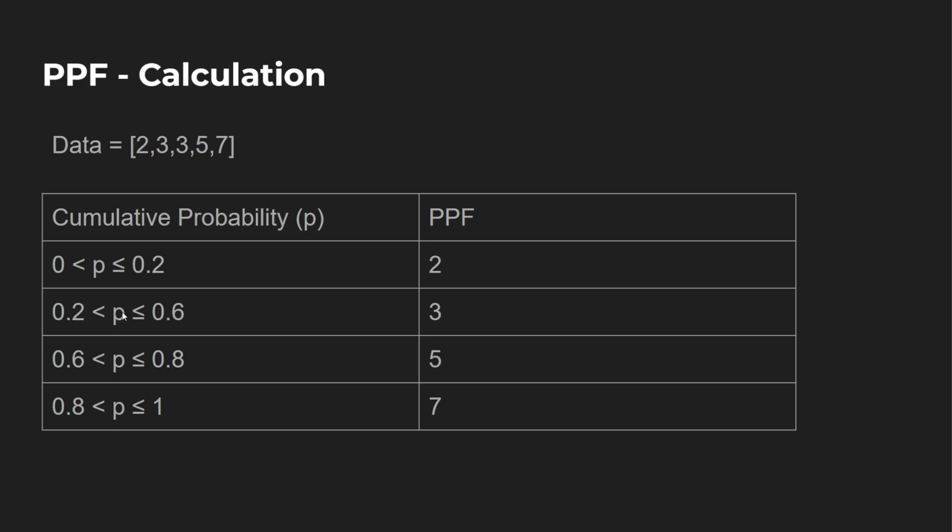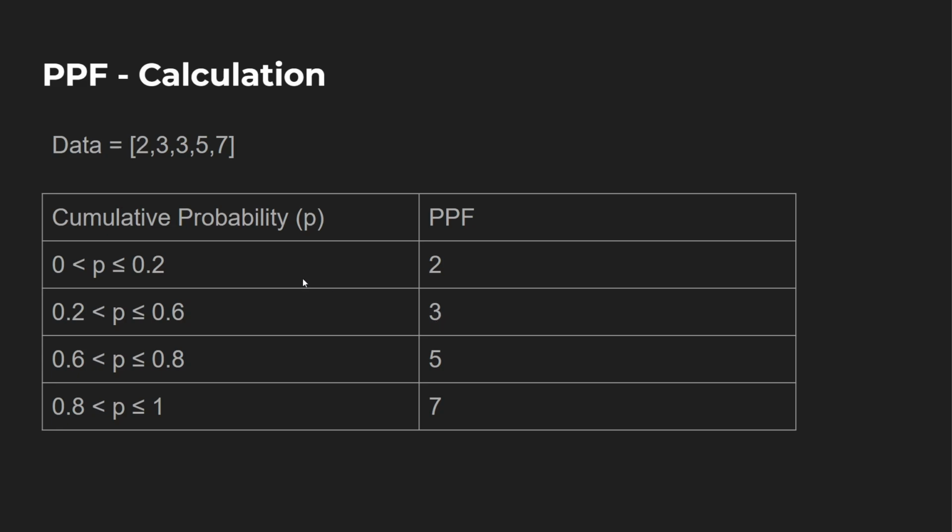And just to go over one more thing over here with some of the cumulative probabilities, if you want to take a look at a probability of 0 to 0.2, the PPF would be 2. If you want to look at 0.2 to 0.6, your PPF would be 3. 0.6 to 0.8, 5, and then 0.8 to 1 would be 7. And that's based off here, right? So we have 5 values, and you can see one of the values here is 2. So that's why we have 0 to 0.2, right? 20% of the values are 2 or less.